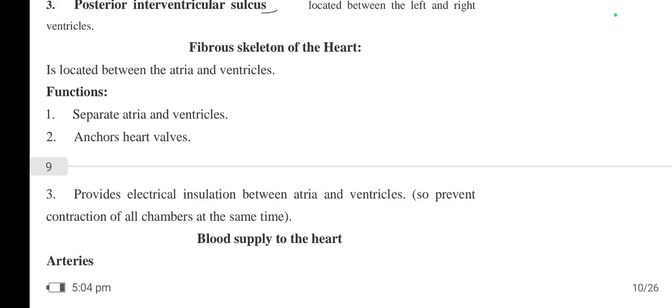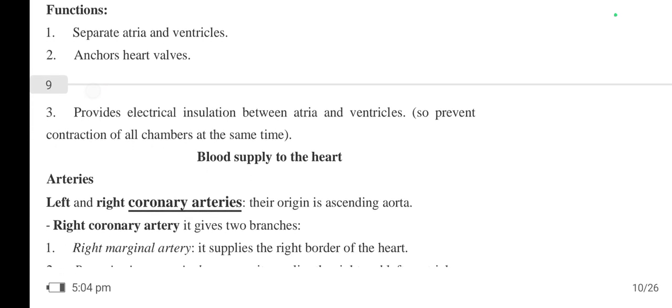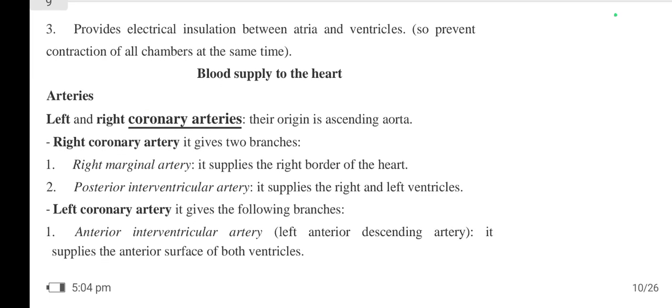Fibrous skeleton of the heart is located between the atria and ventricles. Functions: separate the atria and ventricles, anchor heart walls, and provide electrical insulation between atria and ventricles to prevent the contraction of all chambers at the same time.